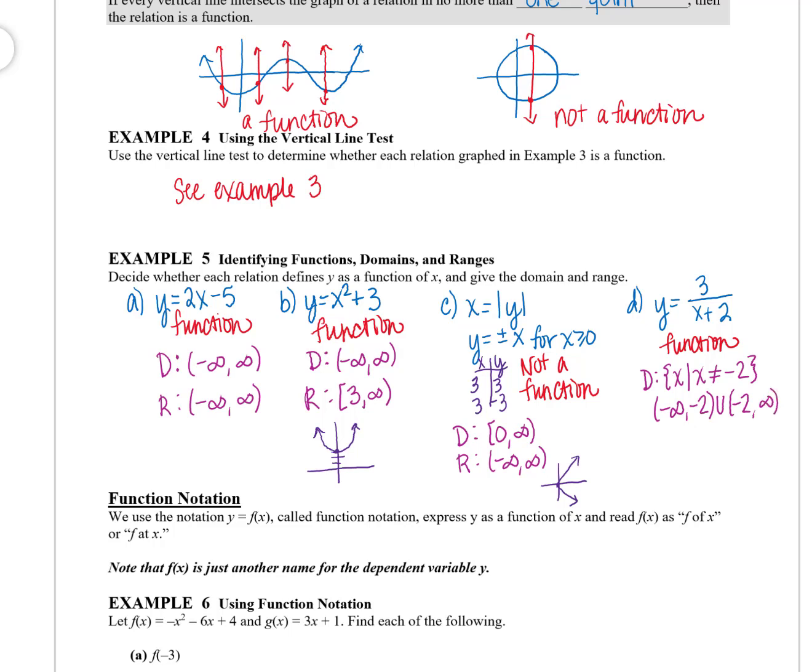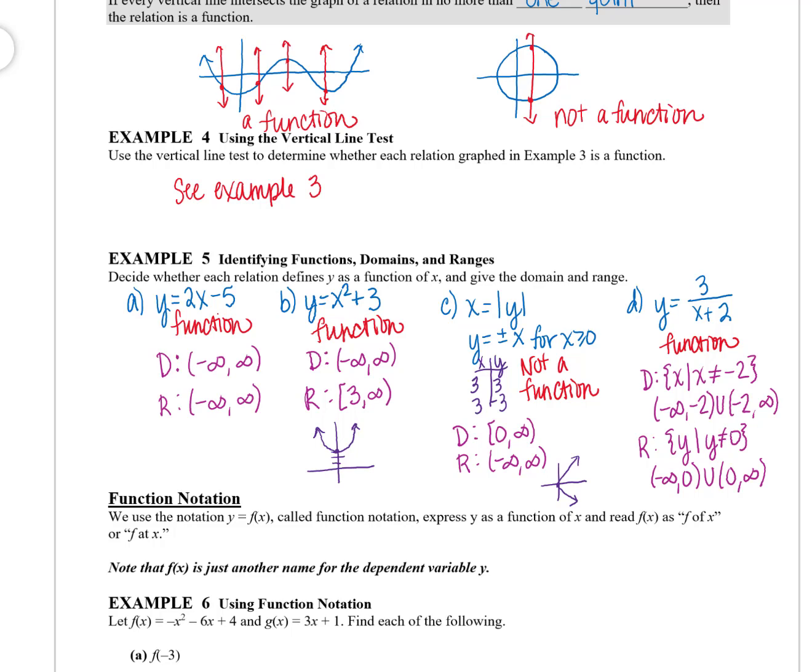And then the range is a little tricky. Do you see how the numerator will never be 0? If the numerator can never be 0, then that means that this whole fraction can never be 0. And so the range is the set of all y, but y cannot be 0. And again, we can write this in interval notation, just showing that it could be any number except for 0.